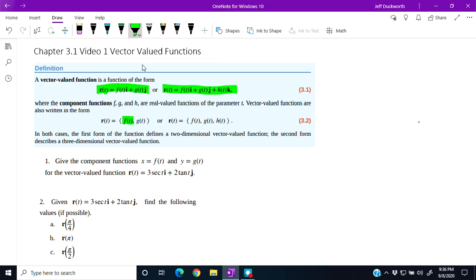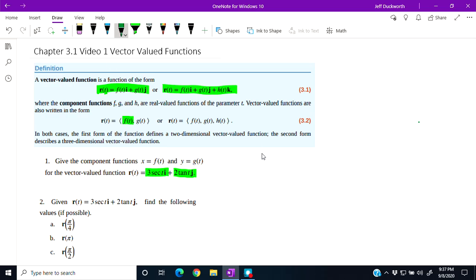So let's do a couple problems from the suggested homework. Problem number 1, we're given the functions x is f of t and y is g of t. And it says for the vector valued functions, r of t equals 3 secant t times the vector i plus 2 tangent of t times the vector j. And they want us to give it to them in component form.